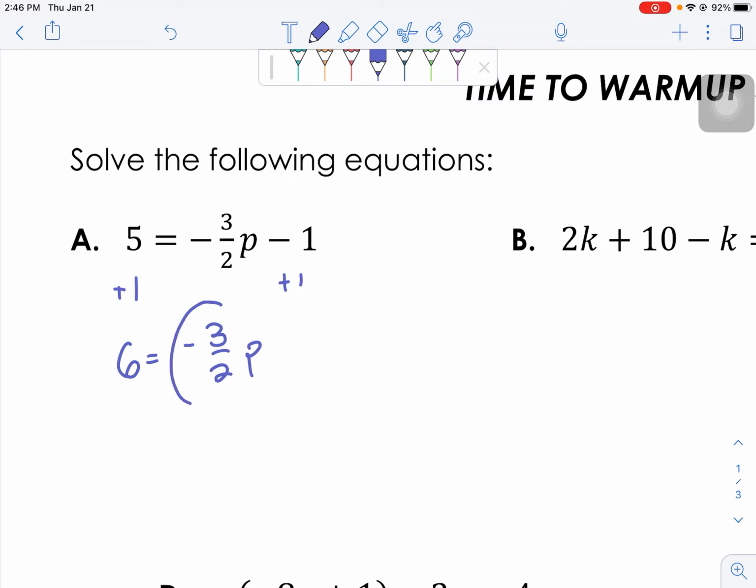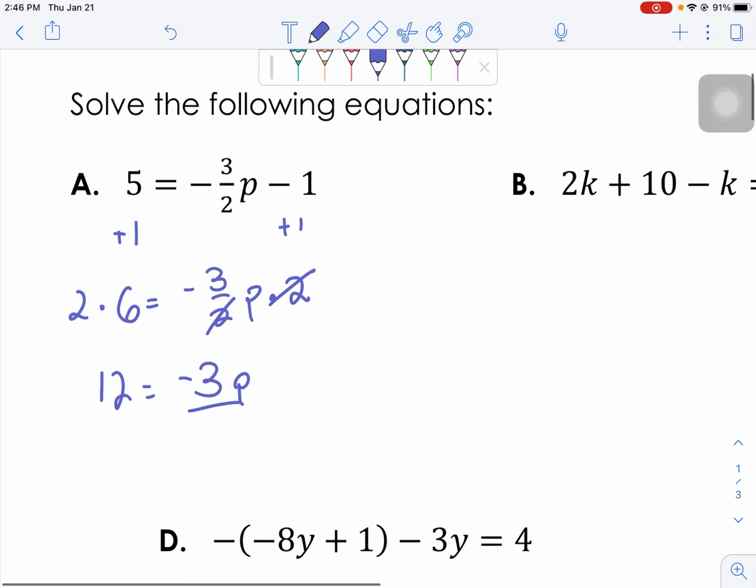At this point, I kind of like to multiply by 2 here, because if you multiply by 2, this divide by 2 will get canceled. So we multiply by 2 on both sides. Then multiply and divide get canceled, so we get 12 is equal to negative 3p. And then divide by negative 3 on both sides, you get p is equal to negative 4.